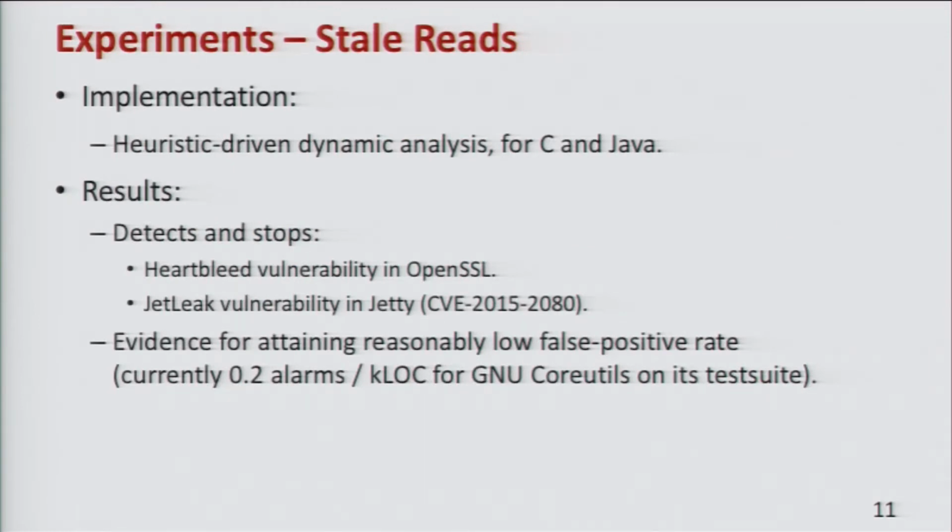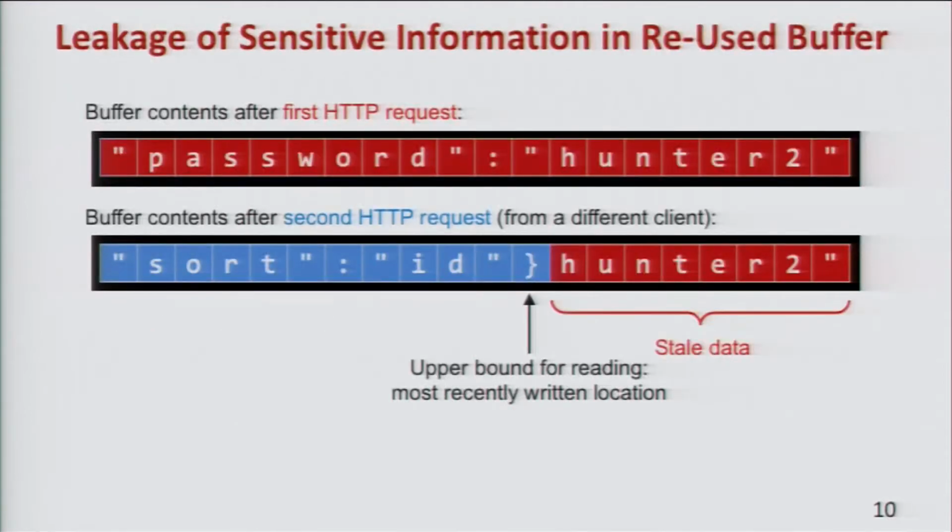So we have implemented a technique to address this problem using a dynamic analysis, and we've implemented it for both C and Java. Our implementations are able to detect and stop the Heartbleed vulnerability in OpenSSL in C, as well as the JetLeak vulnerability in Jetty. Jetty is a web server written in Java that had basically this exact type of problem.